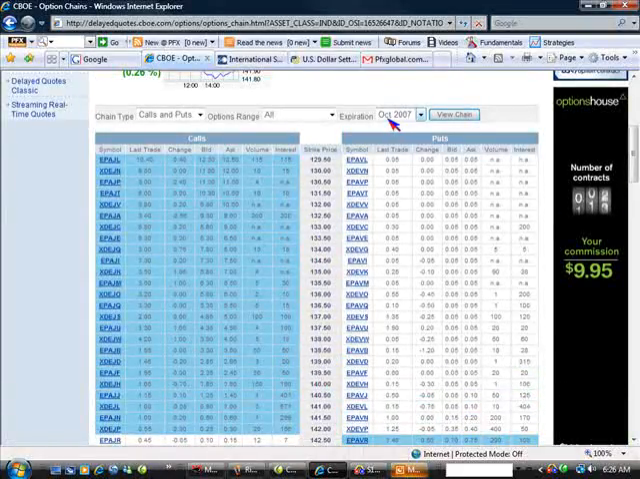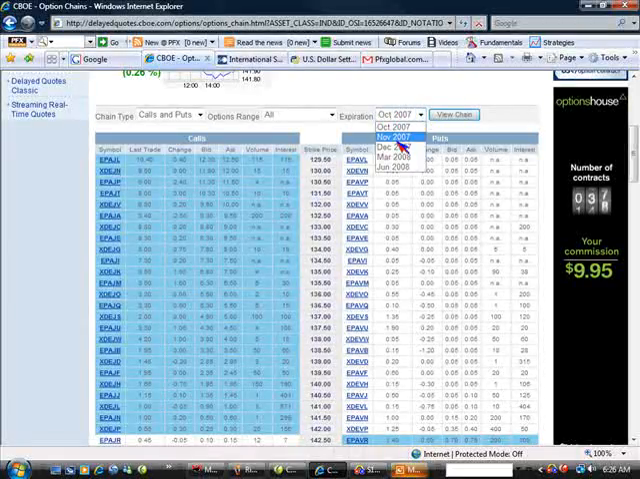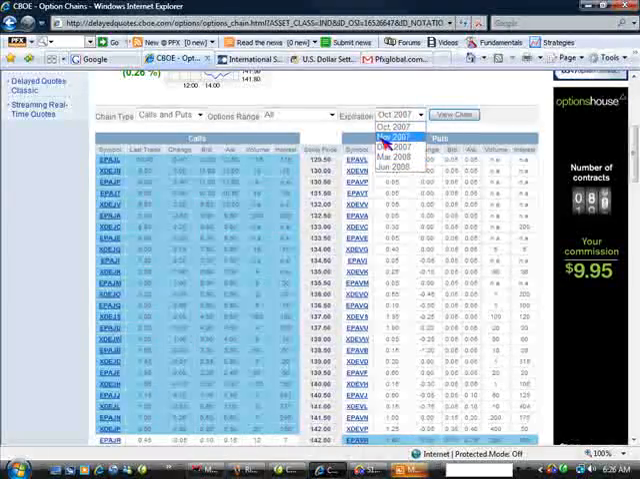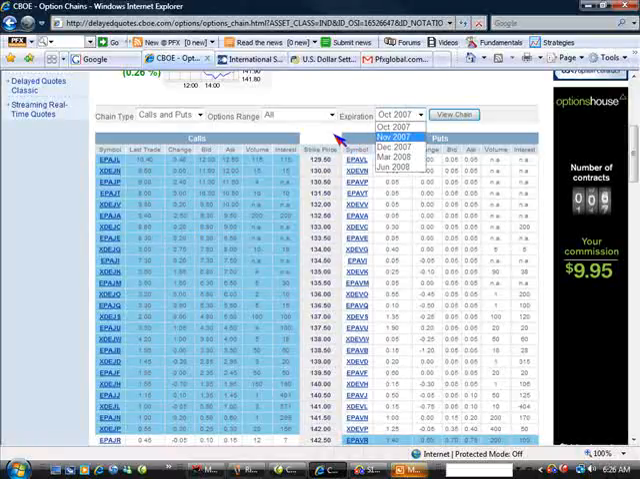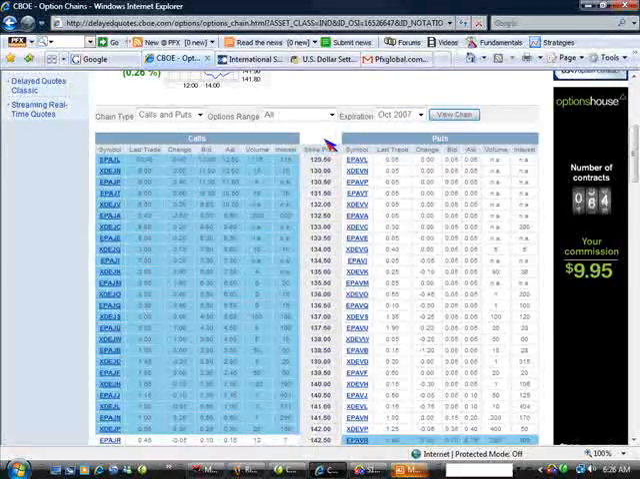Now, up here at the top, I have expiration, and I can select whatever expiration month I want. But the longer in time I go out, the more expensive it becomes. One of the most common questions I get is, okay, I get what you're saying, but how far out in time should I go? And here's my rule of thumb.